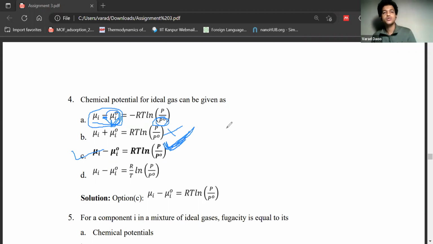Straight away the Lewis-Randall rule. So here you can match the units. It will match the units. Okay.